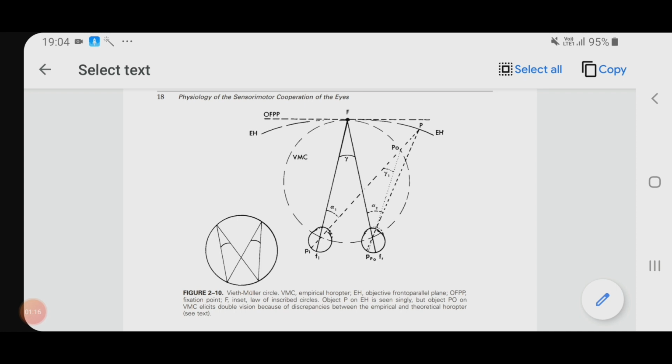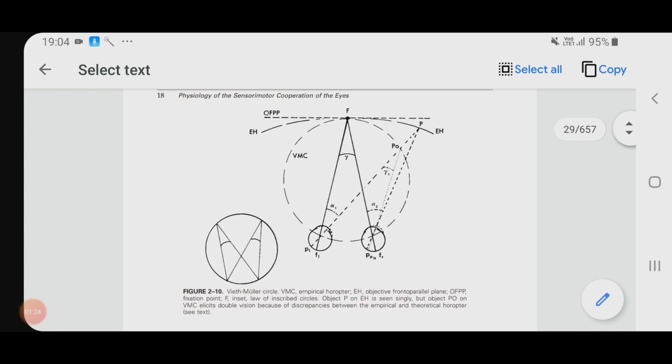So this is the thing. While looking straight, we are only concerned with our visual plane touching the Horopter surface or meeting the Horopter point. So this is all about Horopters.